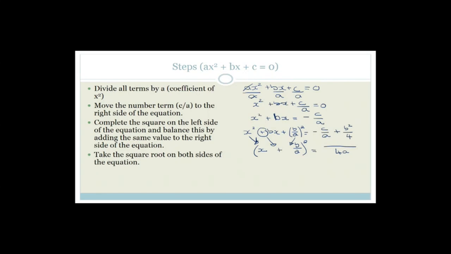Okay, a goes into 4a, leaves 4, so it becomes minus 4c. Plus 4 goes into this, so it leaves an a, so it becomes ab squared. Okay, now what do we want? We now want to square root both of these. So we go, okay, fine, we can do this.